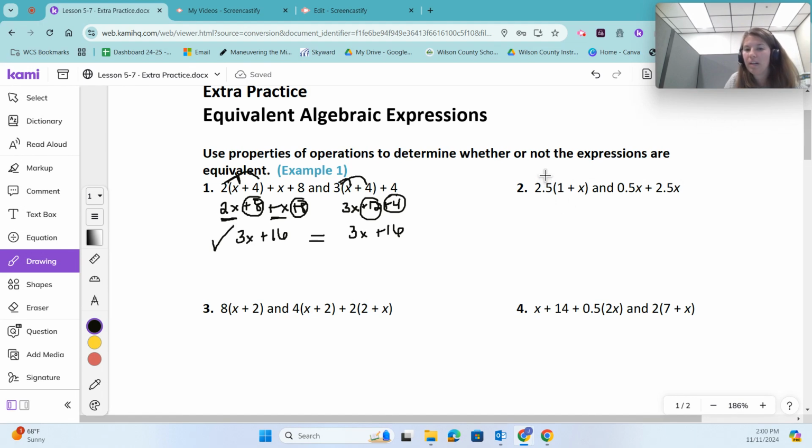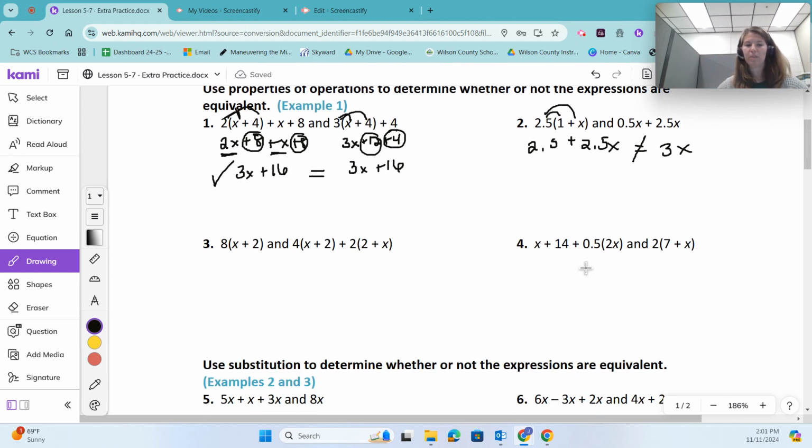Let's take a look at this one. If we distribute this, I get 2.5 plus 2.5 times x would be 2.5x. Okay, and over here I have half x plus 2.5x, which would give me 3x. These are not equivalent. They're not the same, so they're not equivalent. You can try the next two on your own, but we are just simplifying, combining like terms.